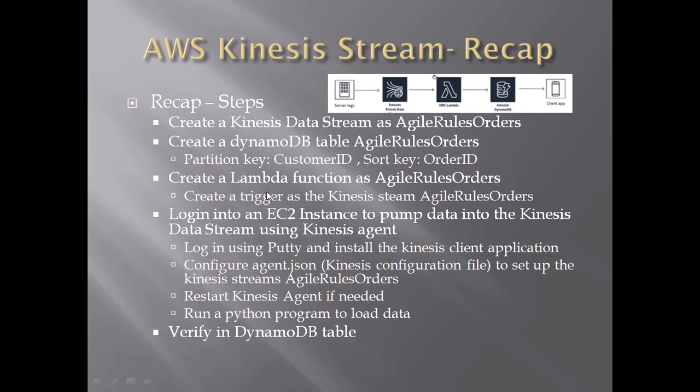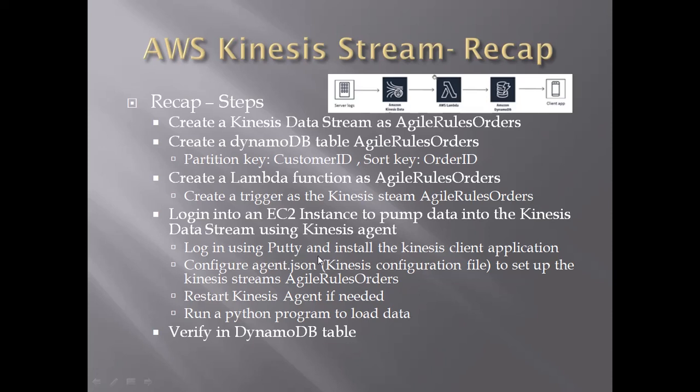And next, we are going to create a Lambda function called Agile Rules Orders. While creating the Lambda function, we are going to use the trigger as the Kinesis stream that we create in step one, the Agile Rules Orders. Once we do all these three, then we log into the EC2 instance that we created during the first demo, to pump the data into the Kinesis data stream using the Kinesis agent.